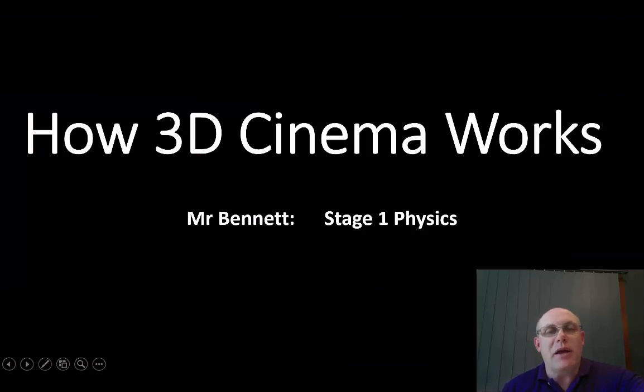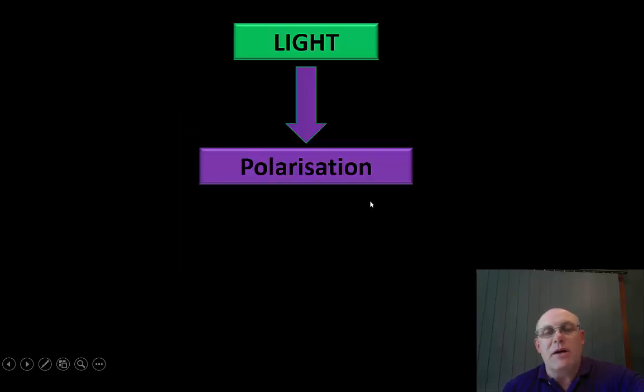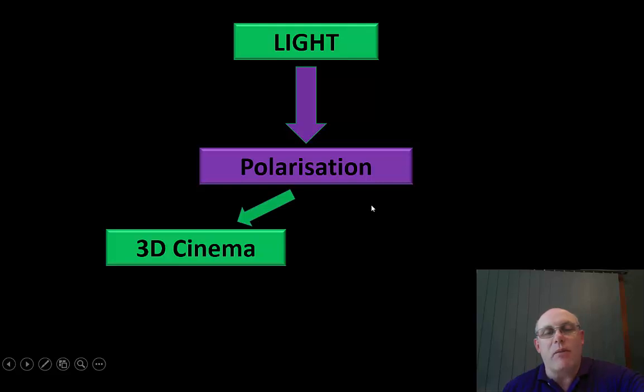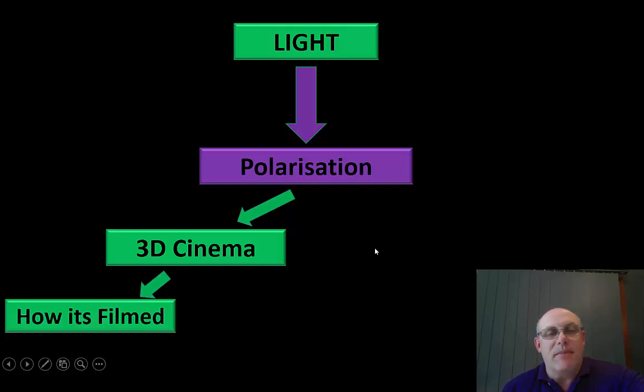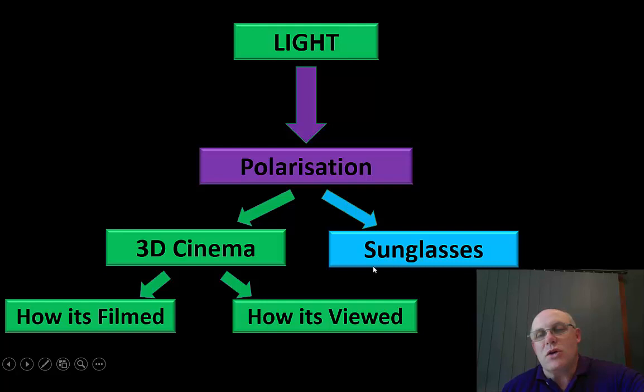In today's video we're going to be looking at how 3D cinema works. Obviously light can be polarised. So if we polarise light, then we can use some special glasses to actually see 3D cinema. And we'll talk about how that's filmed as well in today's video, and how you actually view that information. And then we'll also talk about how your sunglasses work. So if you've ever had Polaroid sunglasses, we'll talk about how they work as well.